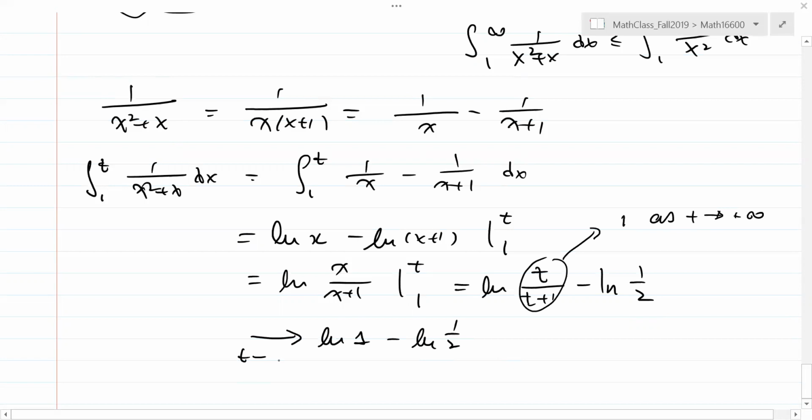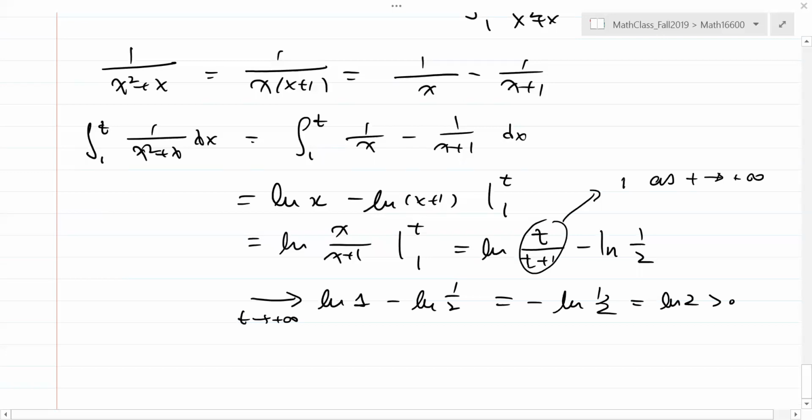So the answer is going to be negative natural log of 1 half. It's going to be natural log of 2, which is a positive, finite number. Great. So you not only show that it's convergent, you also get the value, natural log of 2. But if I just ask to show that this is convergent, there's no need to evaluate the integral. There should be a quick way to figure it out.